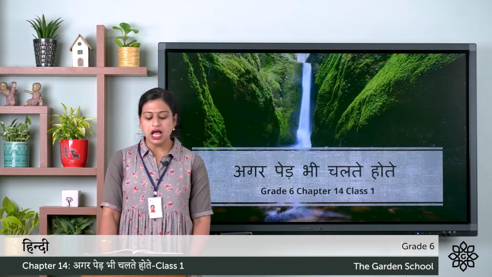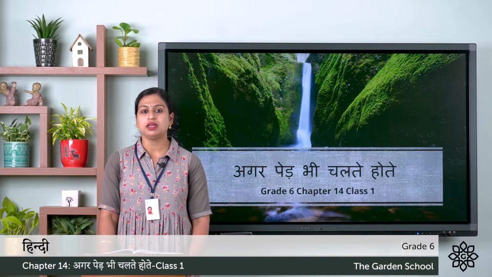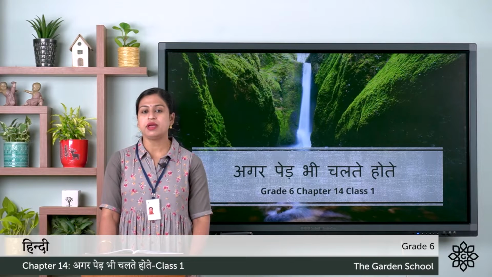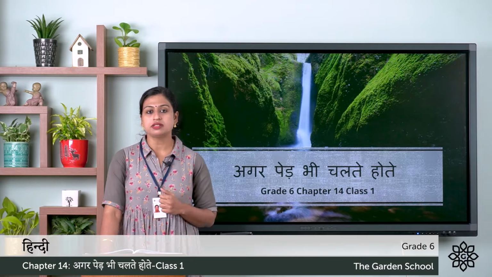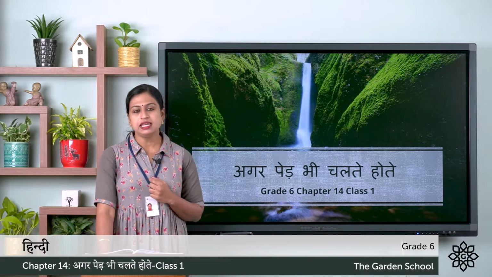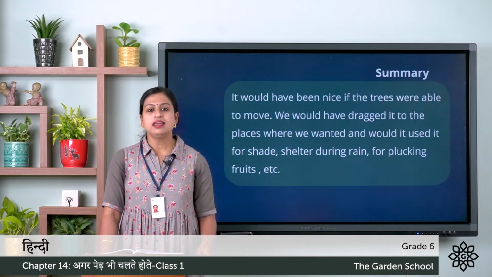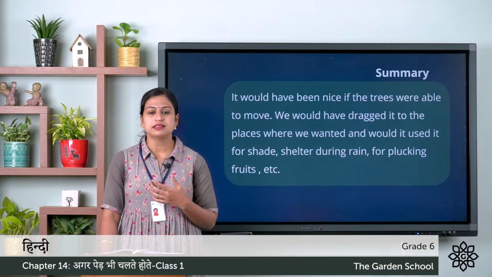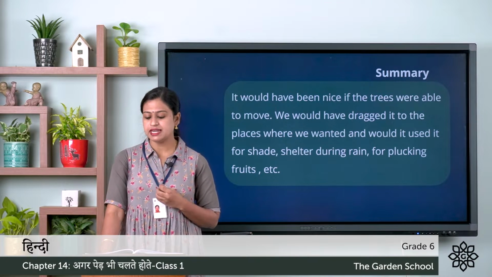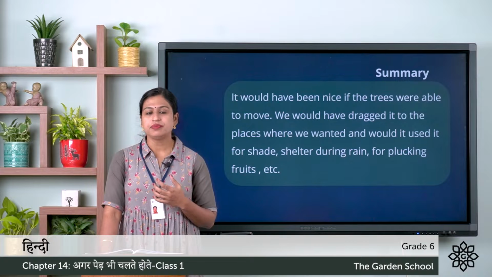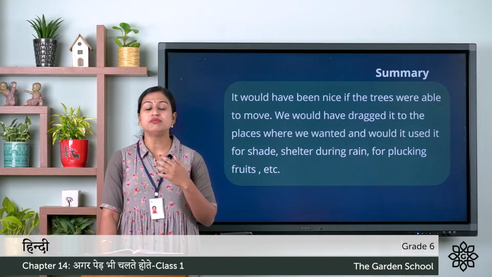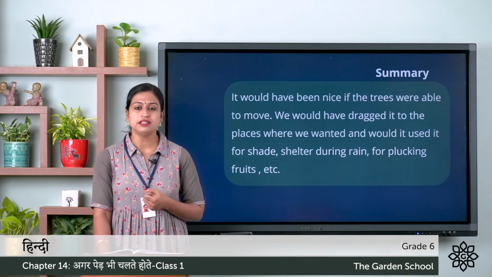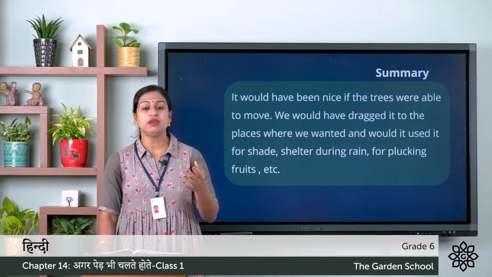The name of the chapter is Agar Ped Bhi Chalte Hote. That means if the trees were able to move. So this is a short poem written by Dr. Divik Ramesh, and here the poet expresses his happiness through his imagination by telling that it would be nice if the trees were able to move. So we could have dragged it to the places wherever we wanted.